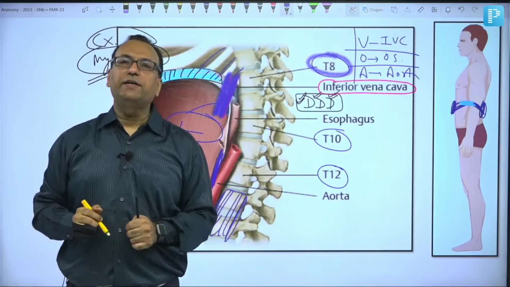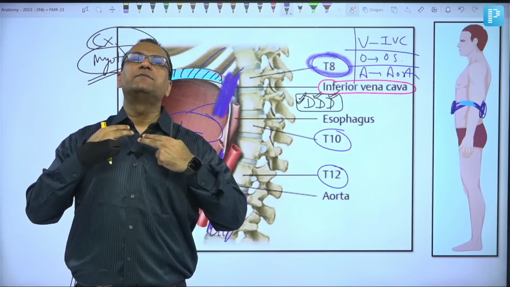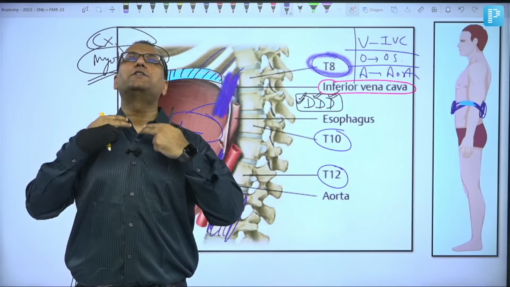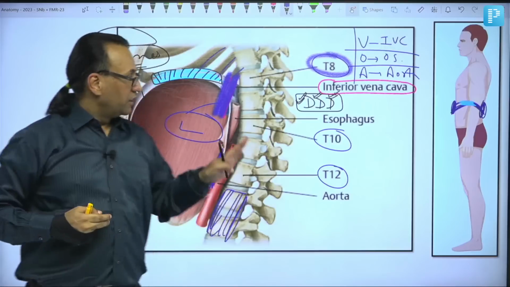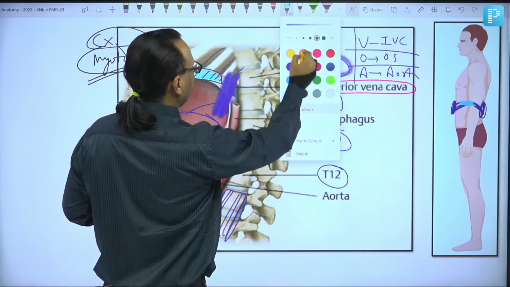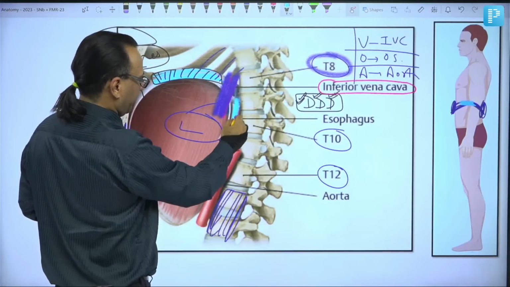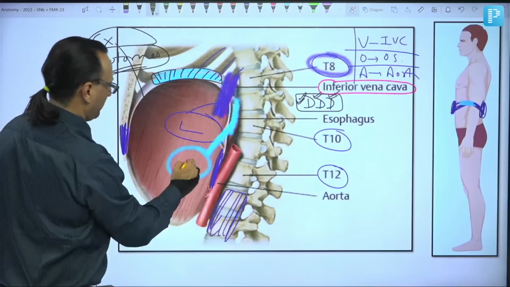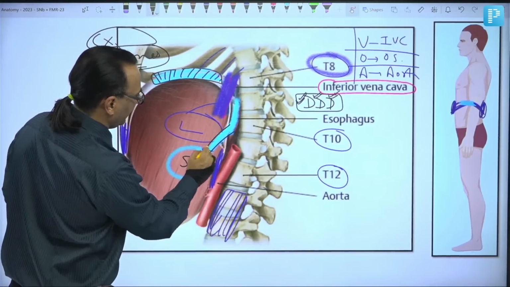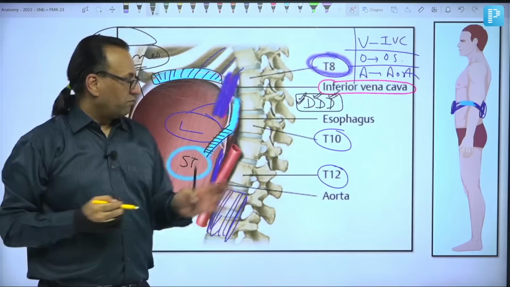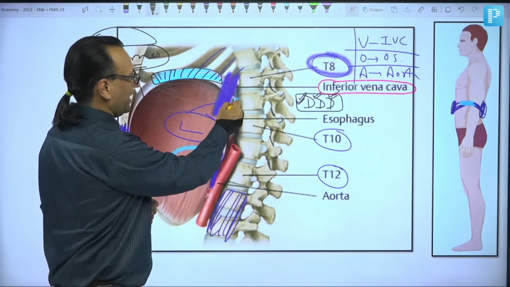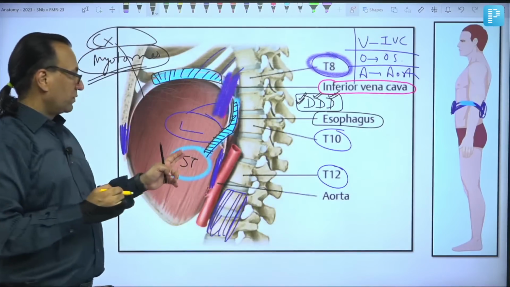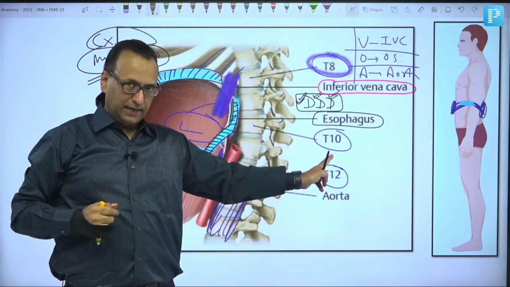Then you will see the esophagus is in the neck region, then enters the abdomen to become the stomach. So the esophagus is in the neck region, the thorax region, and then enters the abdomen. When the esophagus enters, it passes through the diaphragm and then becomes the stomach, but some part of the esophagus is in the abdomen also. Mostly it is in the thorax and neck region. The esophagus passes through the diaphragm at the T10 vertebra level, T10.